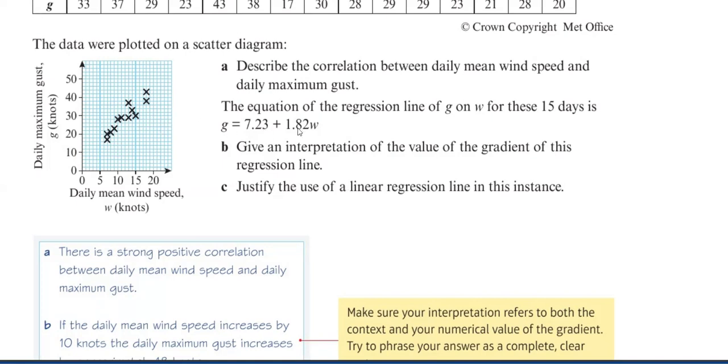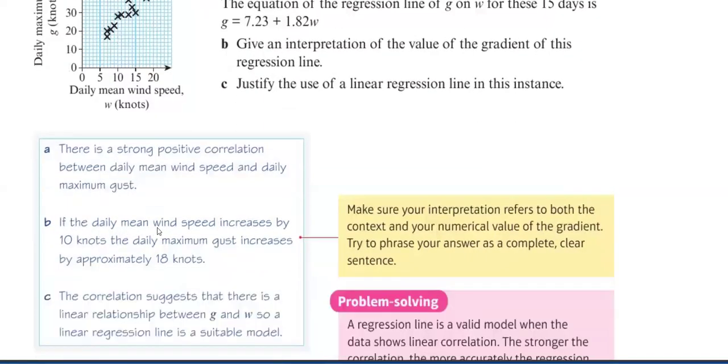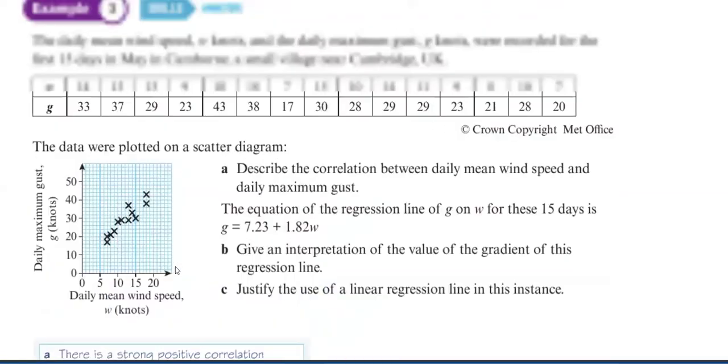The gradient of this line is positive. That means the daily maximum gust increases with mean wind speed. Simply, we can say G increases with W. If the daily mean wind speed increases by 10 knots, the daily maximum gust increases by approximately 18 knots, like this.